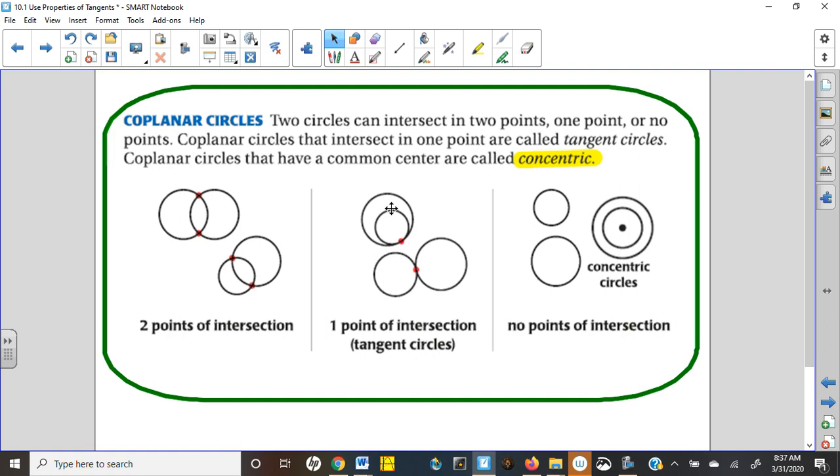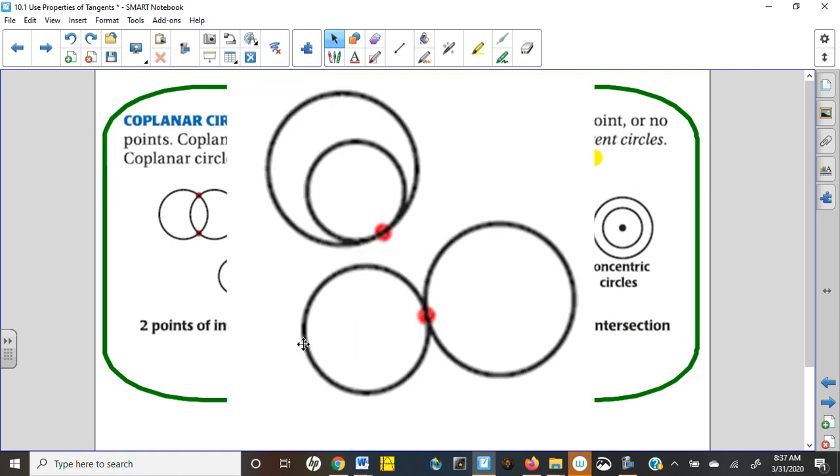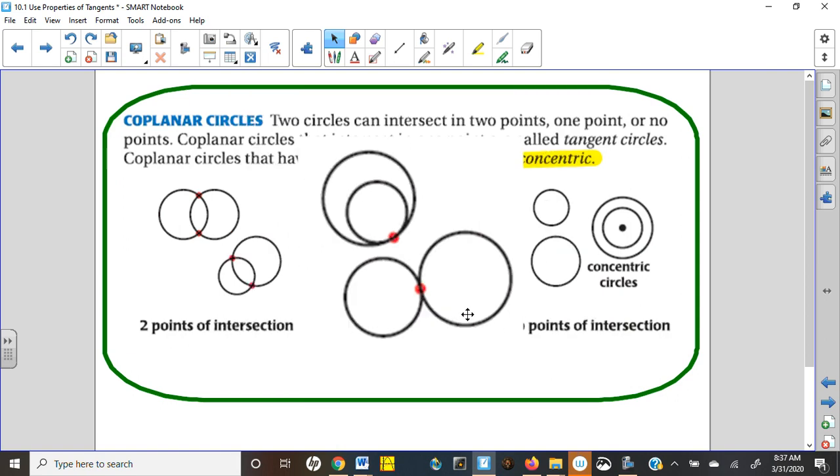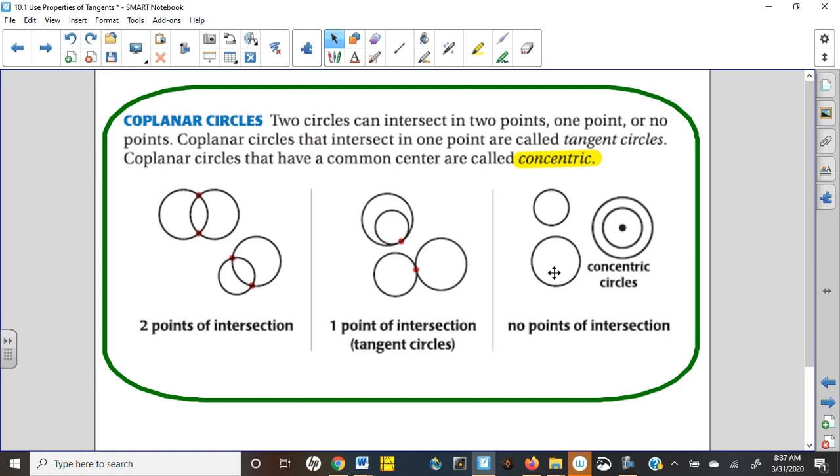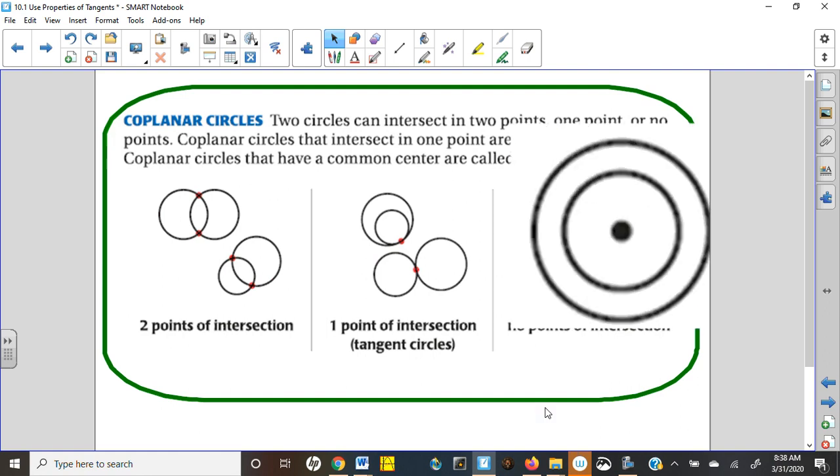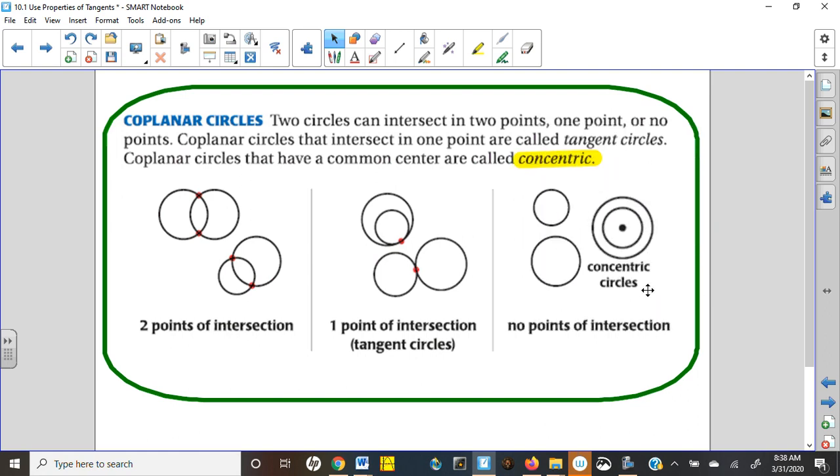We could have a circle that's inside of another circle that's tangent, or a circle that's outside of the other circle. We would call these interior tangent circles, and we would call these exterior tangent circles. And then, of course, we would have circles that have no points of intersection, which isn't really all that interesting unless one circle is entirely in the other circle and they have the same center. We then call them concentric circles.